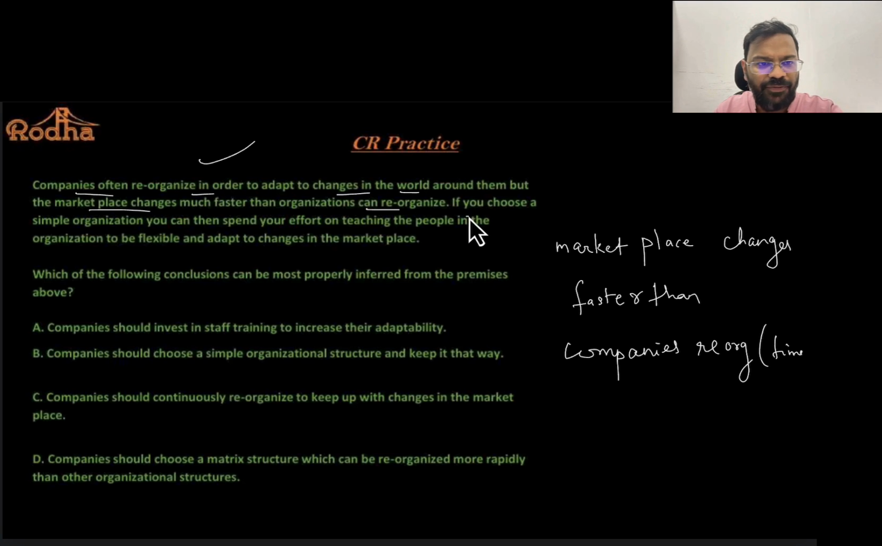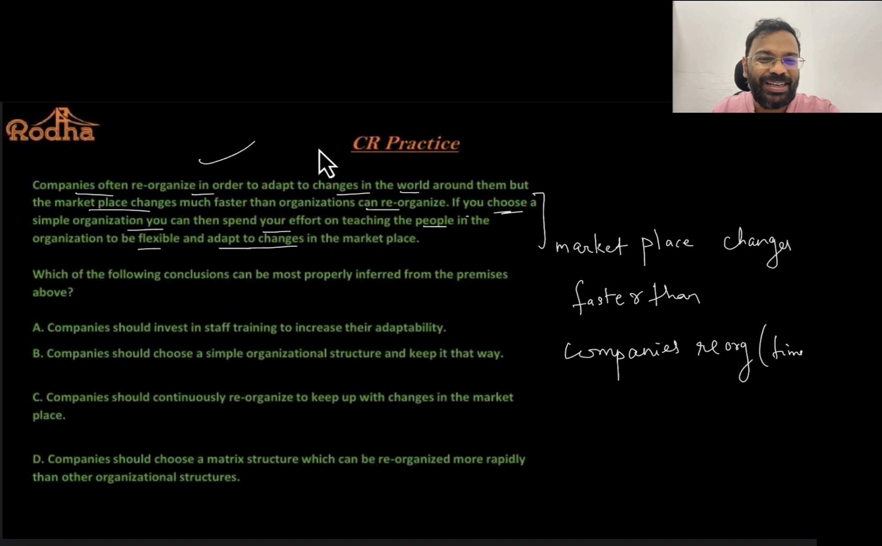Let's see. If you choose a simple organization, then you can spend your effort on teaching the people in the organization to be flexible and adapt to changes in the marketplace. So maybe the author is trying to say, okay, if you do this, then maybe you can adapt to changes. So in other words, rather than reorganizing, am I asking you to probably build a simple organization? Yes. It looks very clean to infer that. But I realized that when I was solving this, it wasn't as easy as it comes out to be right now.